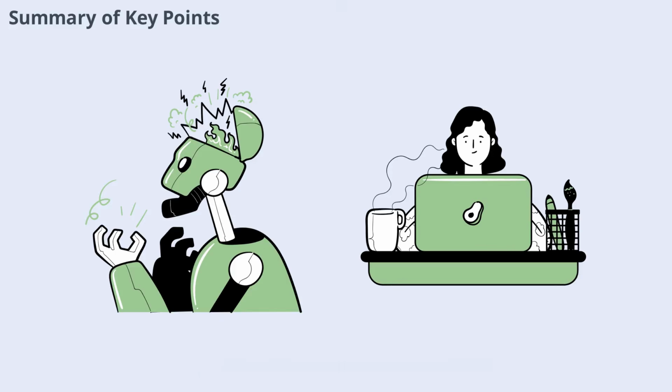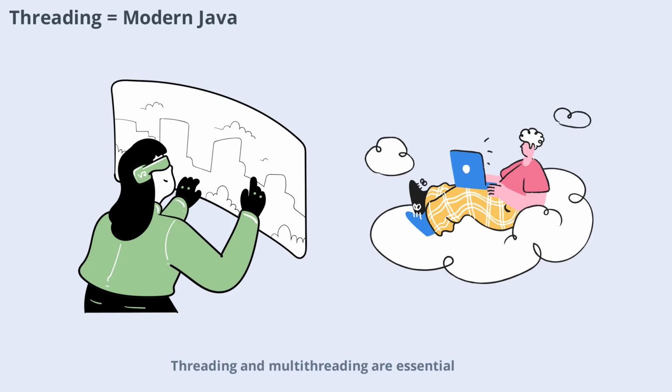To sum up, threading allows multiple tasks to run together, making your Java programs faster and more efficient. Multithreading means using several threads for even better performance. Without threading, your applications will be slow, unresponsive, and unable to take full advantage of modern hardware. Threading and multithreading are essential for building modern Java applications. They let you create fast, responsive, and efficient software that meets user expectations. If you want your programs to stand out, mastering threading is a must.